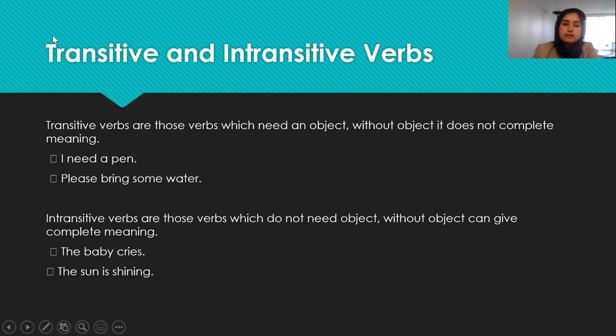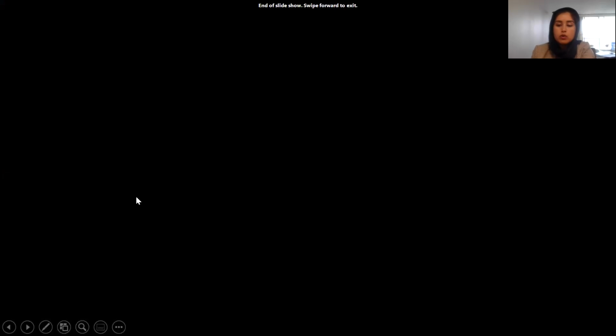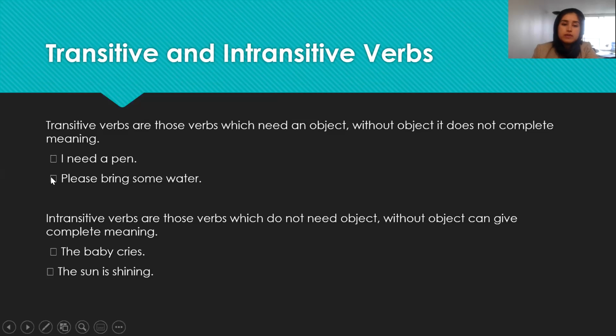And at the end, there is the definition of transitive and intransitive verbs. Transitive verbs are those verbs which need an object. Without the object, it does not give a complete meaning. Without an object, the sentence is incomplete. For example, I need a pen. If we only say I need, it doesn't make sense. So we say I need a pen, and it's a transitive verb. The next example is please bring some water. Bring is a transitive verb.